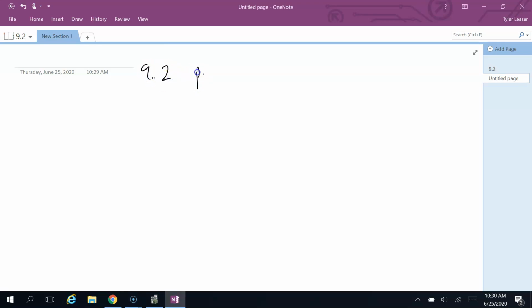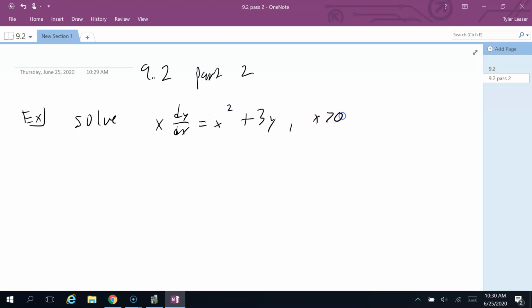Okay, so in this video here, we're going to do some examples of those first order linear differential equations. And we'll start off pretty easy. So let's just solve the differential equation x dy/dx is equal to x squared plus 3y, where x has to be greater than 0.